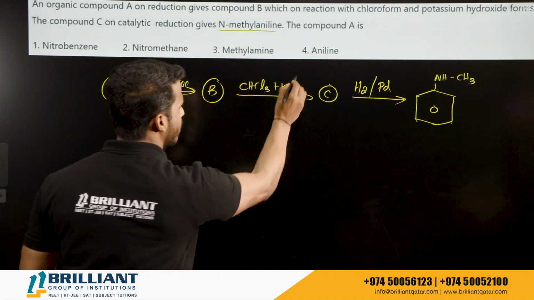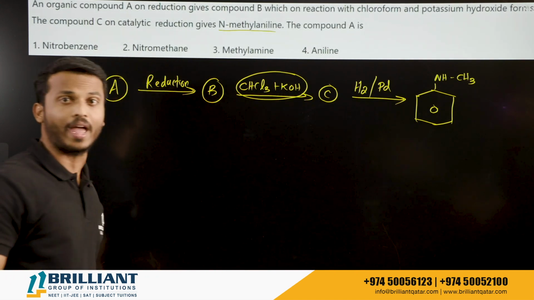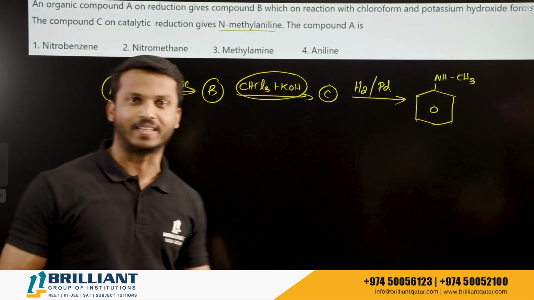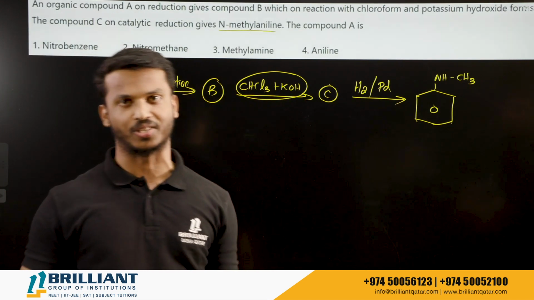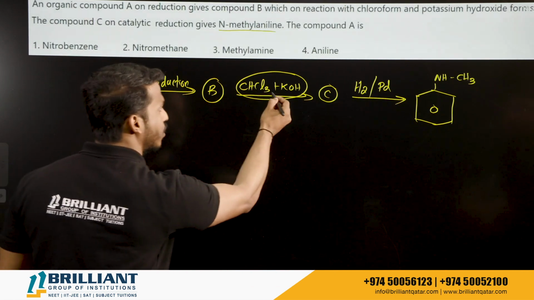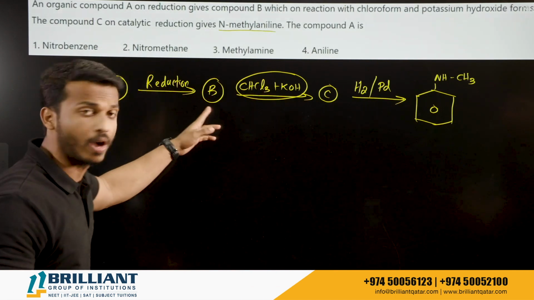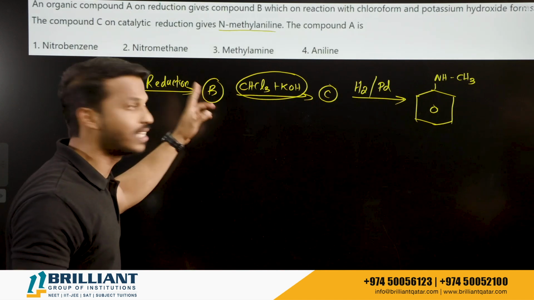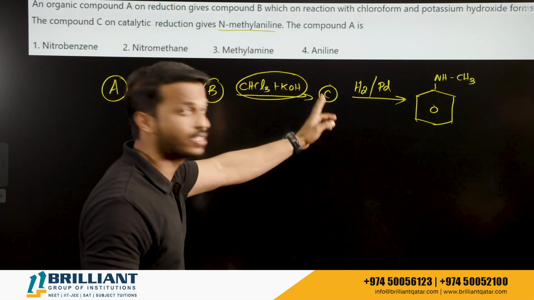So, what is the name of this reaction? Chloroform and KOH treating reaction. That's called the carbylamine reaction, or isocyanide test. Carbylamine reaction is given by which one? A primary amine. So, B is a primary amine and C is an isocyanide.